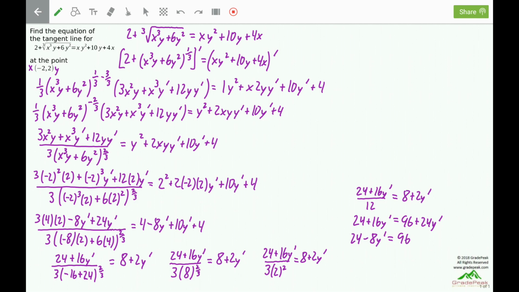And now we can subtract both sides 24. So we have negative 8y prime equals to 72. And divide both sides by a negative 8. 72 divided by negative 8 is negative 9. This will be our slope. So we have our slope and we have our point.